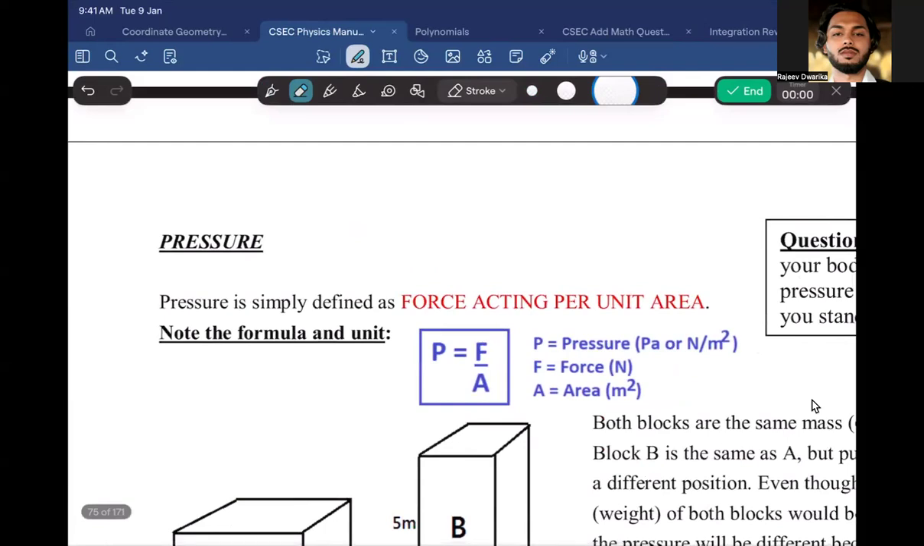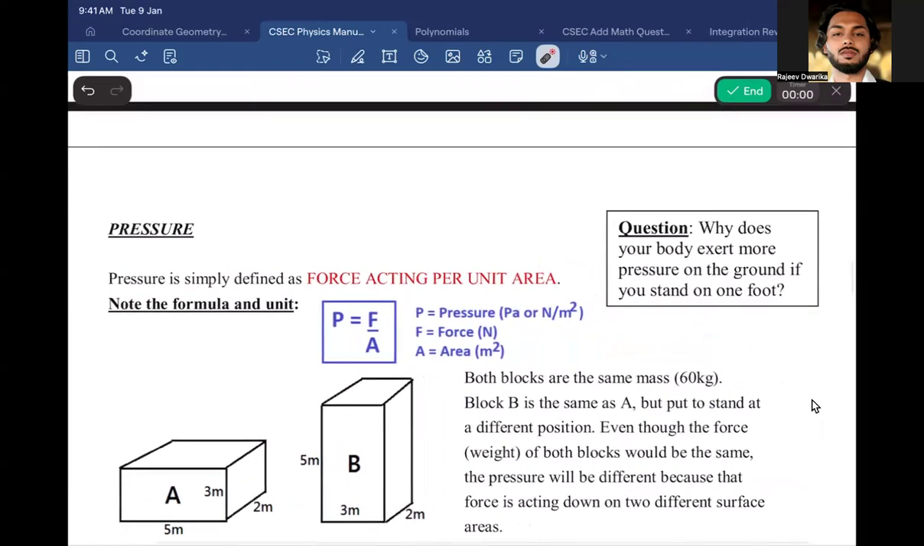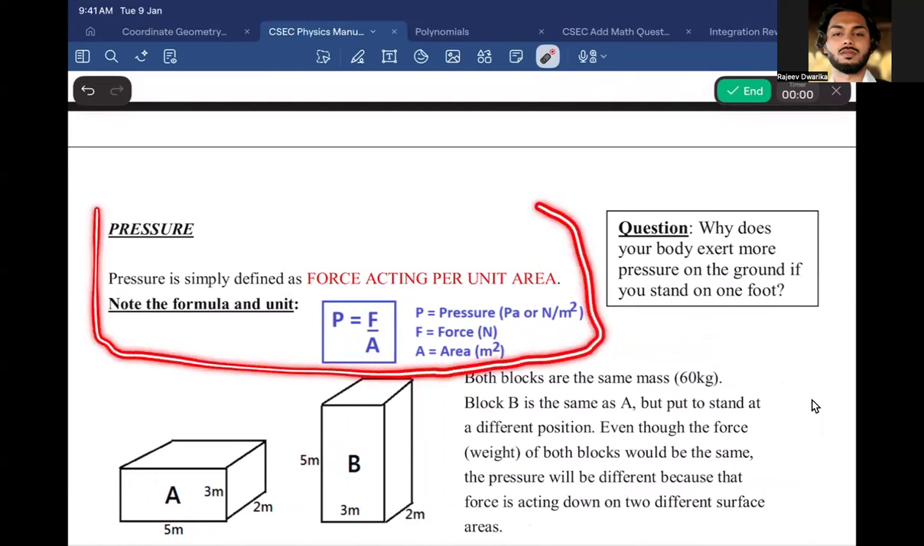Pressure is simply defined as force acting per unit area. The formula is pressure is equal to force over area, and pressure is measured in pascals. PA means pascals. And the fundamental units are Newton per meter squared. Why? Because we measure force in newtons and we measure area in meter squared. So it makes sense, right? So pressure is simply defined as force acting per unit area. So I want you all to just copy this down.